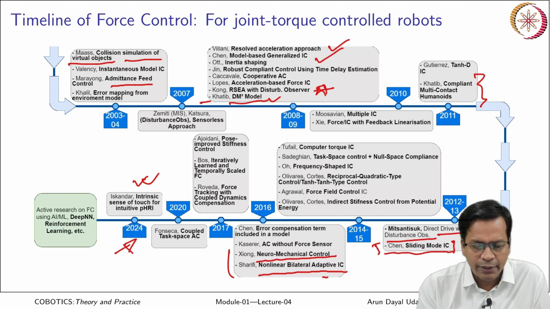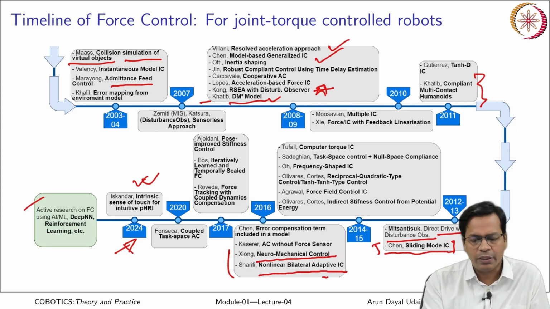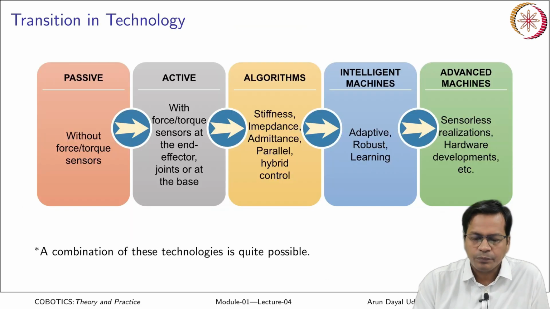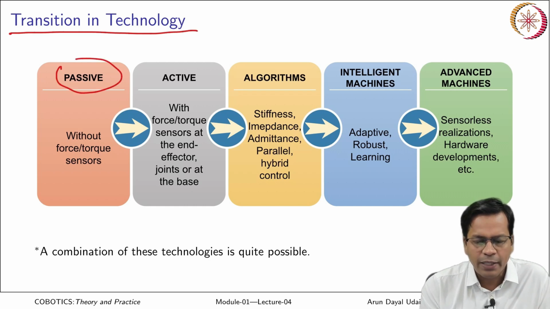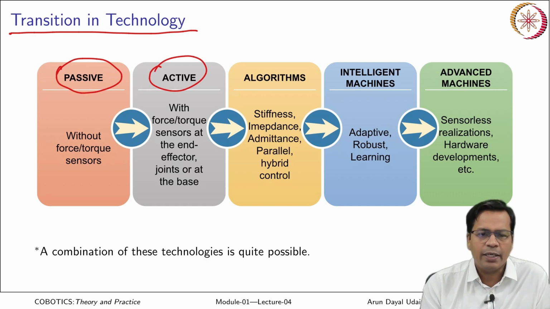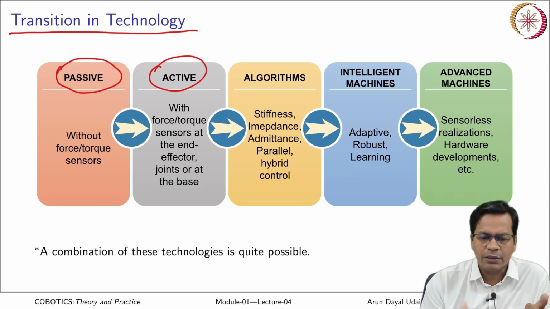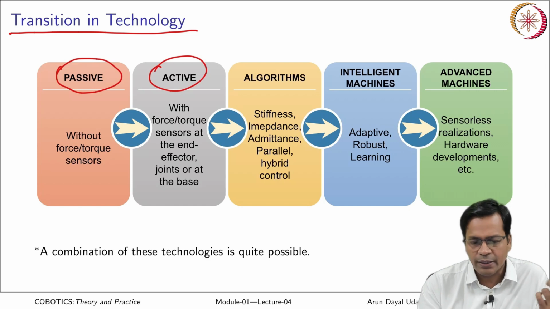And then you see active research is going on in force control using AI/ML based approaches, deep neural networks, reinforcement learning, and those approaches are now going on. Okay. So what we see, the transition in technology started with passive, went on to active with different sensors at the joint, at the pedestal of the robot, even at the wrist of the robot. So different sensors are used in a closed loop to create the forces at the joint, so that compliance is established.